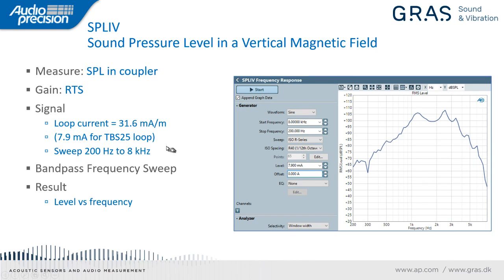Now for this method, particularly, we use a measurement in the APX software called the bandpass frequency sweep. It sweeps the signal and uses a very narrow bandpass filter that's tuned to the frequency of the signal, and it uses a bandpass selectivity called window width, which is based on FFT analysis. So it can have a very, very narrow filter that it sweeps with the signal. The result here is the level versus frequency. So in this case, this is simply a bandpass frequency sweep measurement in APX that has been renamed to SPL-IV frequency response.